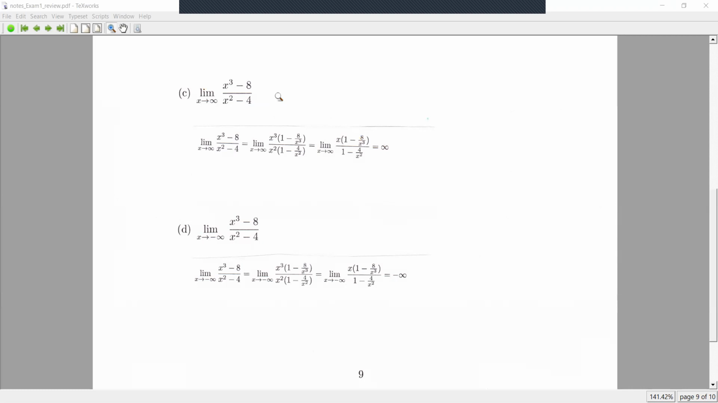That makes sense because the degree on the top is 3 and the degree at the bottom is 2. So the polynomial on the top approaches infinity faster than the polynomial at the bottom approaches infinity. So their ratio approaches infinity.